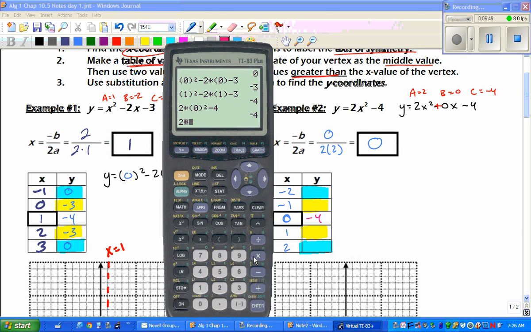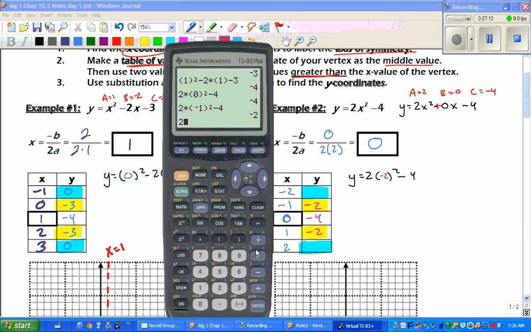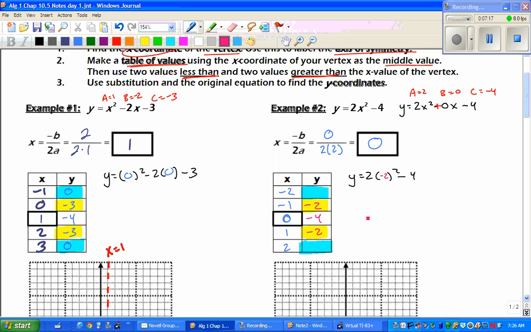Okay, let's plug in negative 1. 2 times negative 1 squared minus 4. We get negative 2. And remember, this is what we're plugging into. So then we'll write negative 2 for the next one. So we got 2 times negative 2 squared minus 4. And then we get positive 4. Okay? Alright, let's start the graphing.